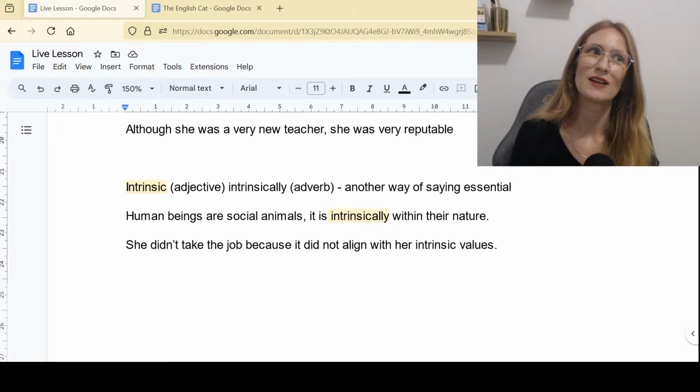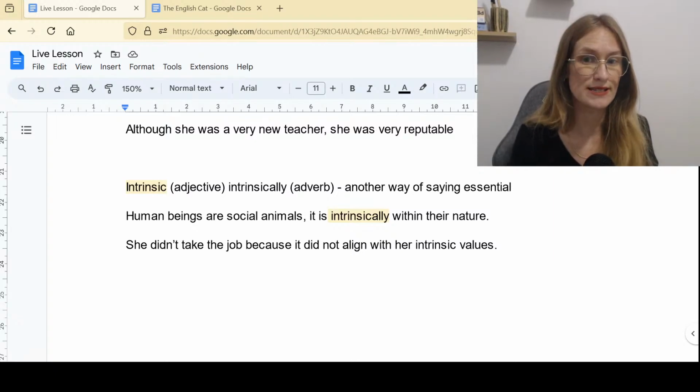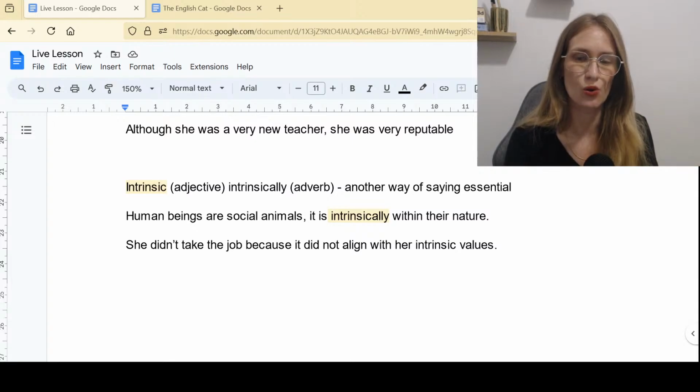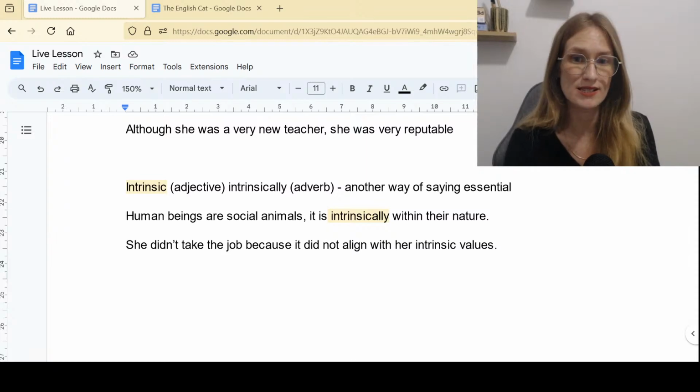You might say, in order to be a doctor, it is an intrinsic value to be patient. So think about it. A doctor has to talk to many people every single day. And sometimes those people can be frustrated, upset, scared. So the doctor has to be patient. So naturally, a doctor has to be patient. It's an intrinsic value.